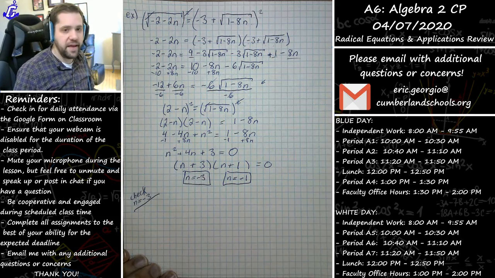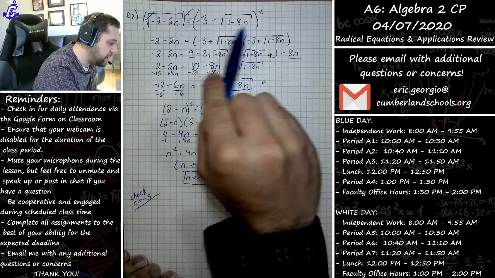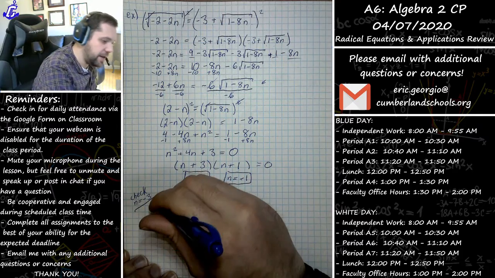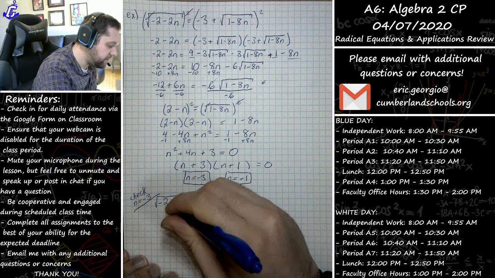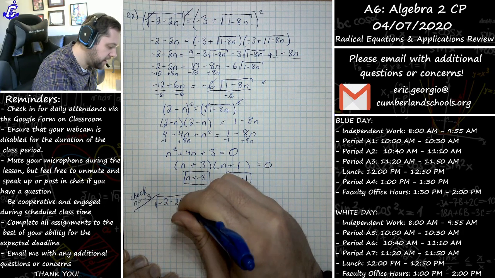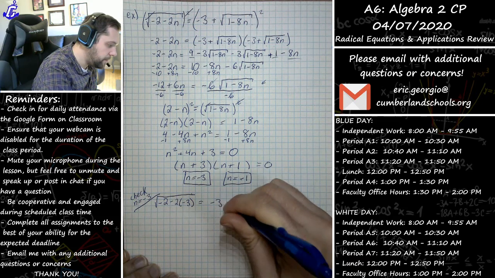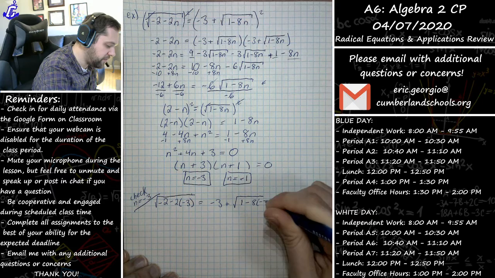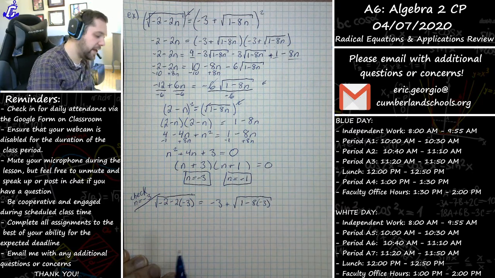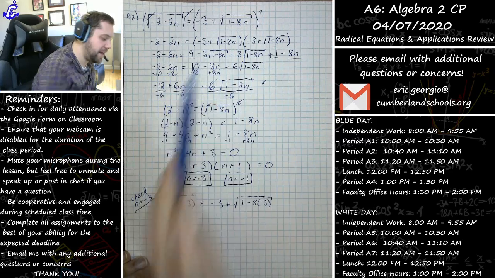Let's check when n is equal to negative 3, going way back up to the top here. Is it true that the square root of negative 2 minus 2 times negative 3 is equal to negative 3 plus the square root of 1 minus 8 times negative 3? Does this work? Again, all I did is I went right back up to the top. I plugged in negative 3 for all of my n's.